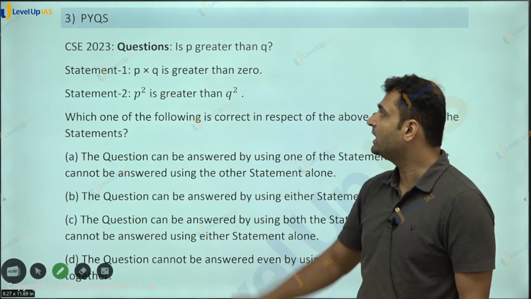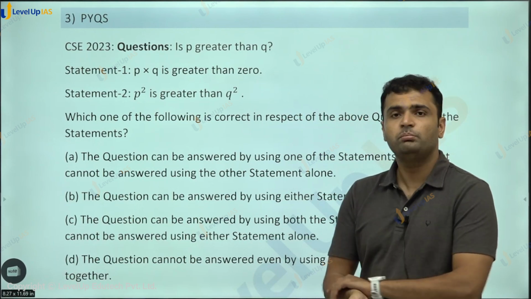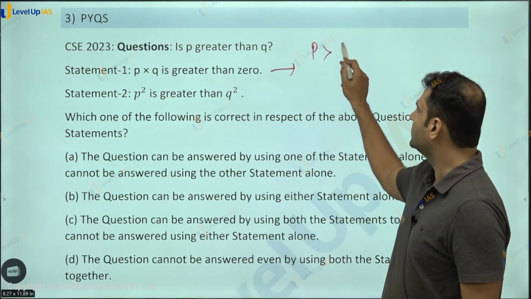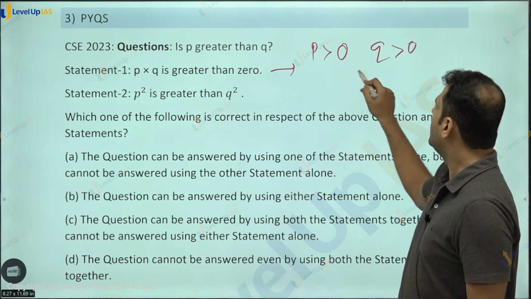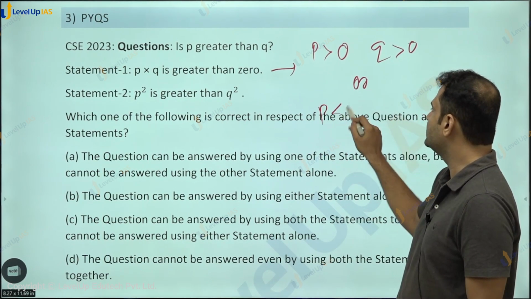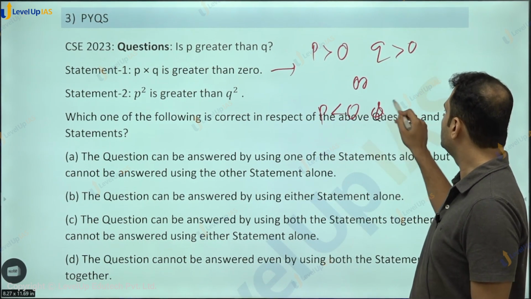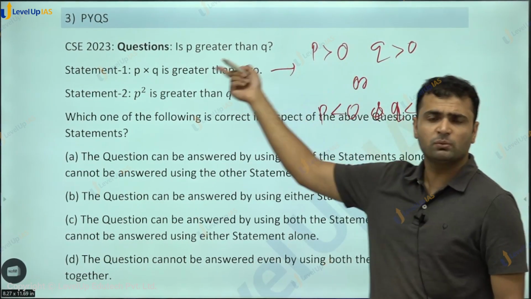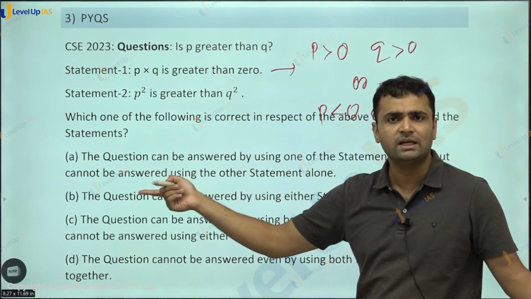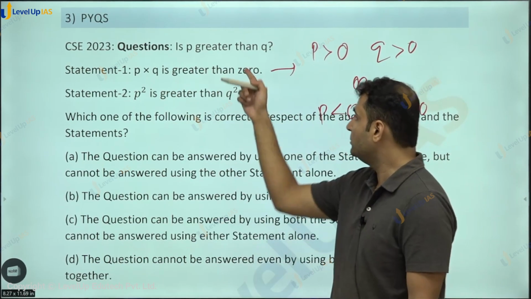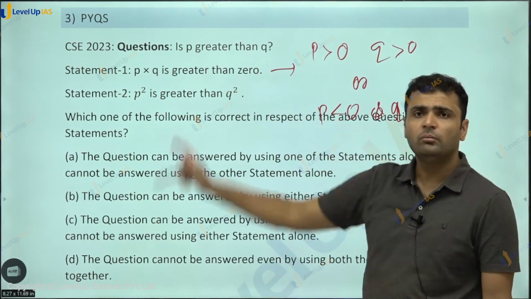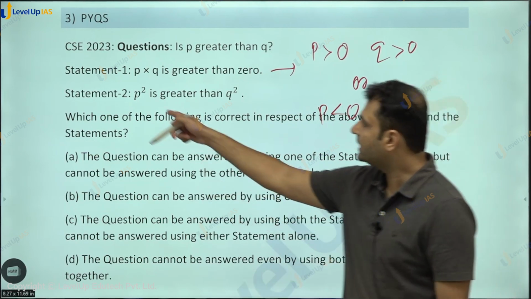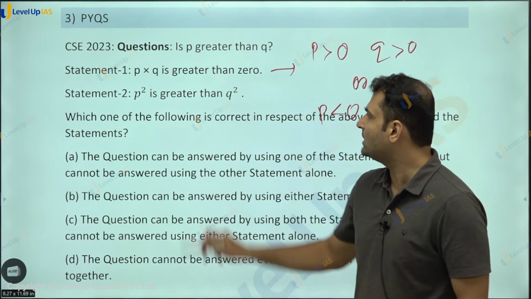Based on that, what can we say? Based on P into Q being greater than 0, we can say that either both P is greater than 0 and Q is greater than 0, or both P is less than 0 and Q is less than 0, because negative into negative will be positive and positive into positive will be positive, right? That is something we can say from statement 1. But from this statement, we cannot conclude whether P is greater than Q or Q is greater. Definitely not.